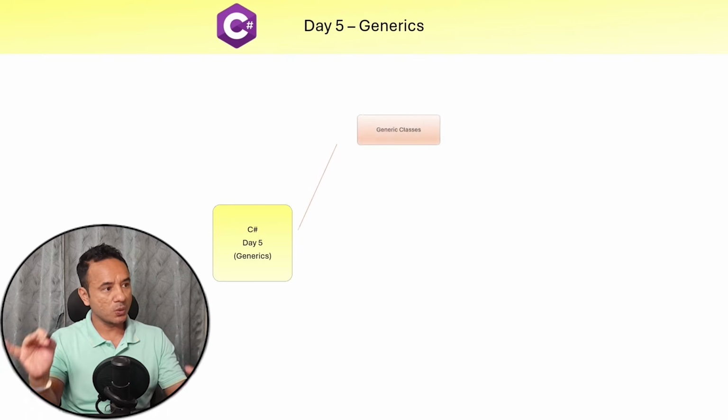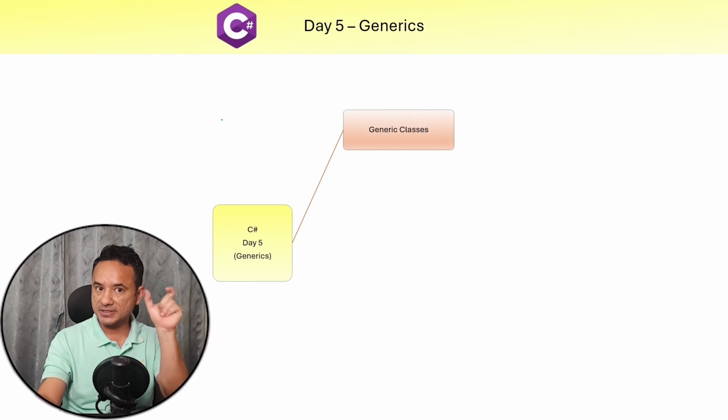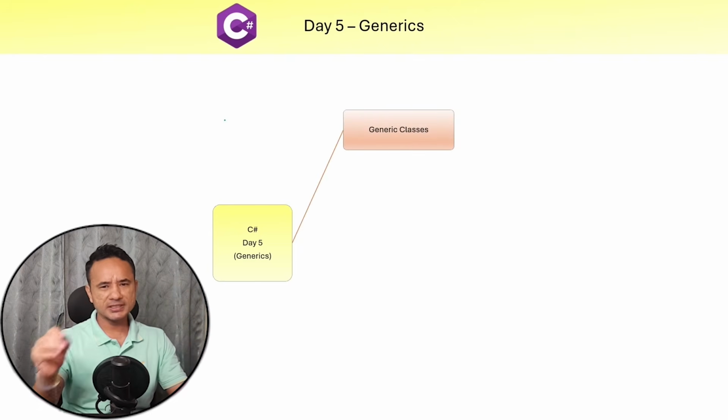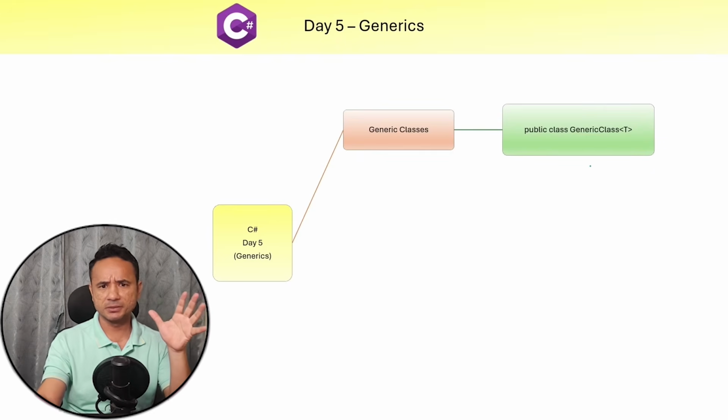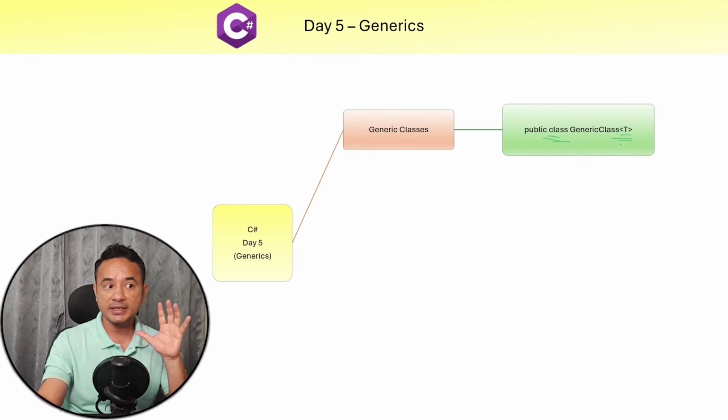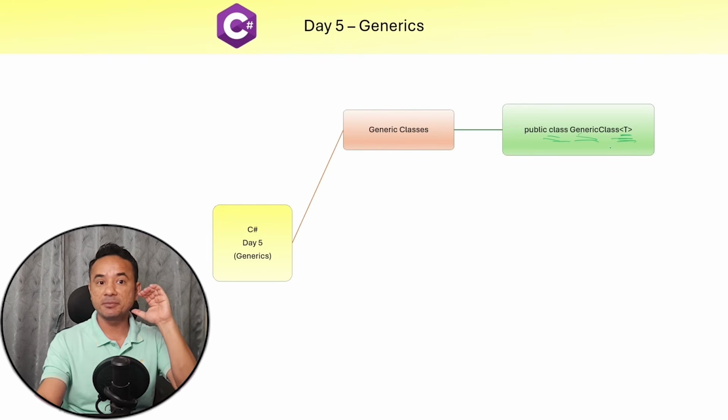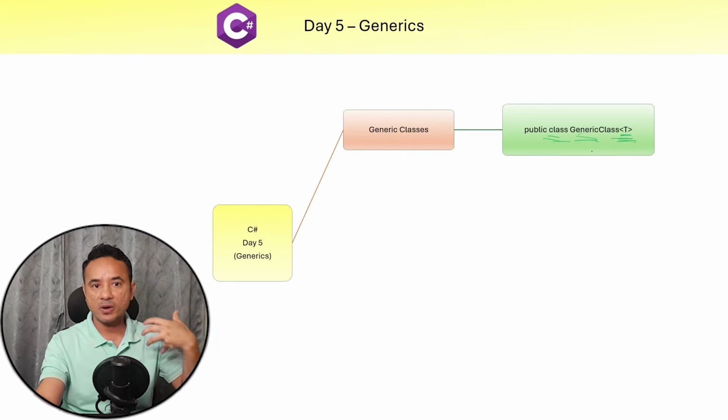So in generics we have first generic classes. A generic class is like a type placeholder. Here I have given an example. So here this T means you can create this generic class which can work with any data type. So T can be integer, it can be string, or any.